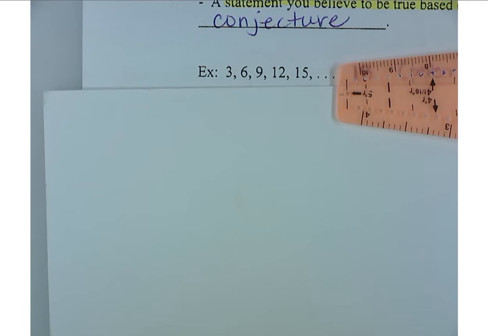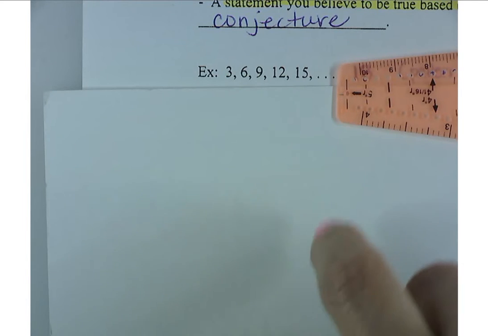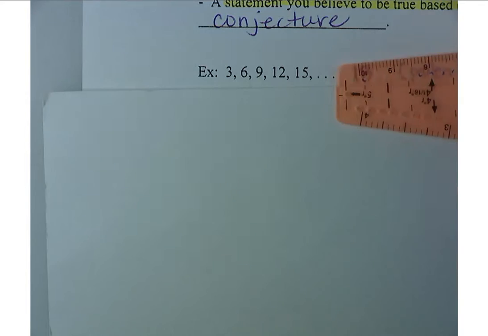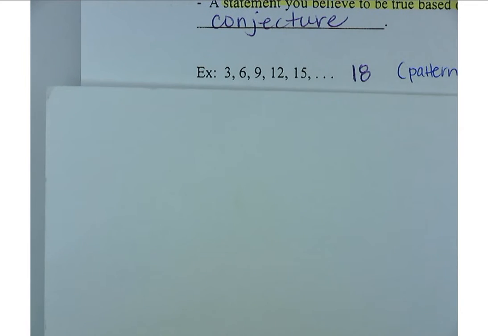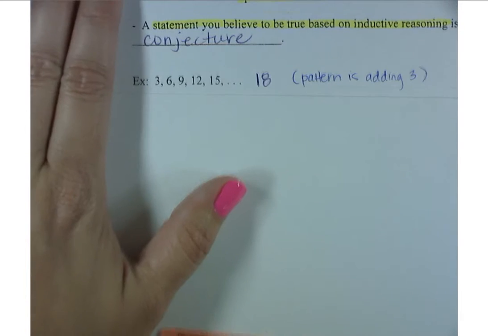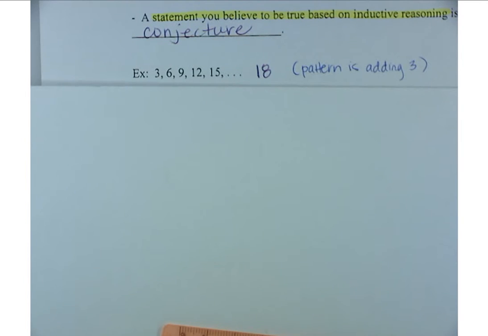So I would predict my next number would be what? 18. Okay, so Jay, why would we think the next number is 18? Because the pattern is plus 3. Okay, so then 15 plus 3 will be 18. So I put 18, and then if you're looking back at your notes, you can just put exactly what the pattern is. So the pattern is adding 3, so I just added 3 to 15. Okay, see if you can try the second one, which is a little different.